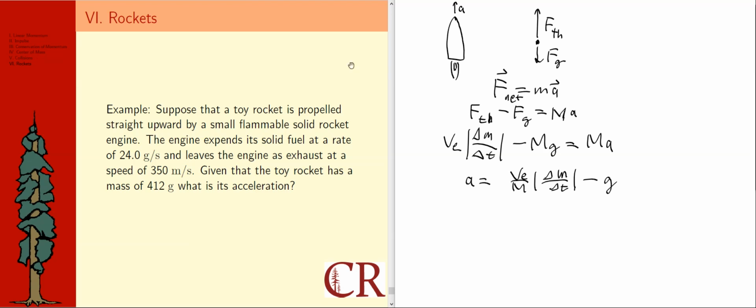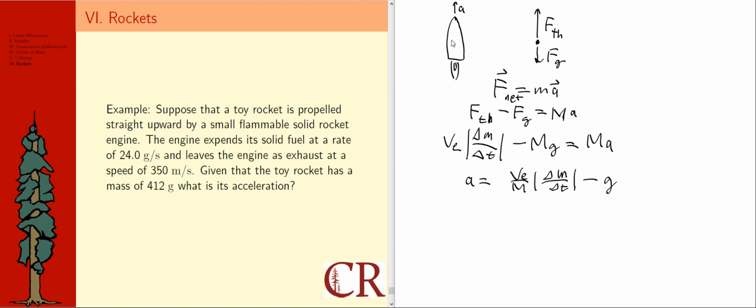Now recognize the mass of the toy rocket would be decreasing in time, so the acceleration we're going to solve for is only at the instant that it has 412 grams, because if it's burning its fuel at a rate of 24 grams per second, well, a second later you can drop this by 24 and the answer would change.